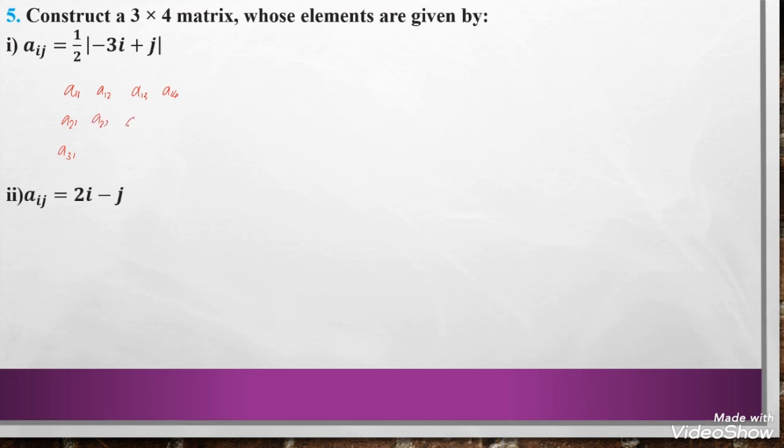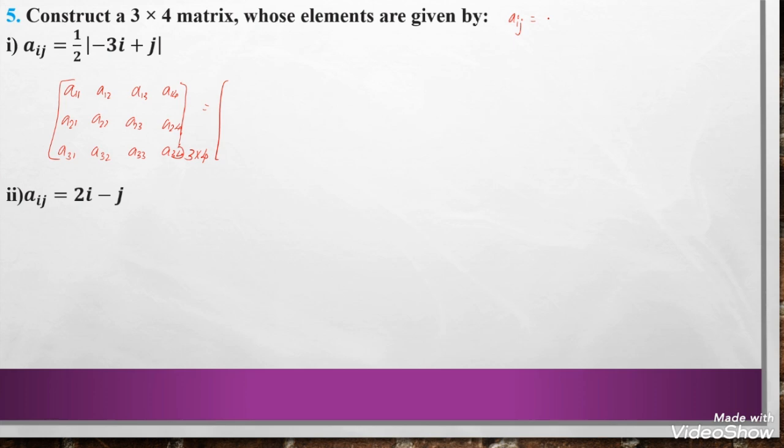2 comma 1, 2 comma 2, 2 comma 3, 2 comma 4. 3 comma 1, 3 comma 2, 3 comma 3, 3 comma 4. Okay, this is the matrix of order 3 cross 4. Okay, now let us find them one by one. Here, first elements.